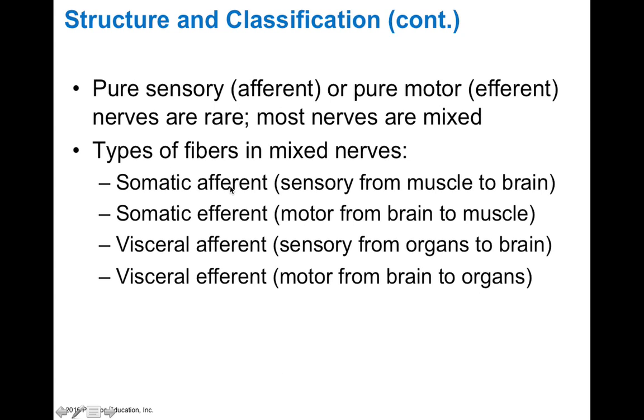For somatic afferent, this is sensory information from muscle to the brain. If it's somatic efferent, this is motor information from the brain to skeletal muscle. The same goes for visceral. If it's visceral afferent, it's sensory from organs to the brain. If it's visceral efferent, it's motor from the brain to cardiac muscle, smooth muscle, and glands.